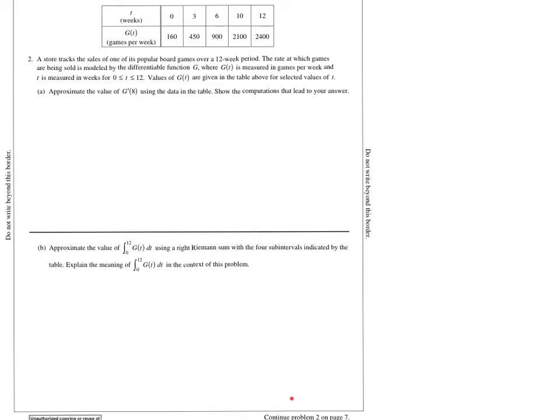So first question here, first of all, let's check it. We've got G is games per week. It's talking about tracking the sales of board games over a 12-week period. So here's week 0, here's week 12, and they're selling 160 games in the first week, and by the end of the 12 weeks, they're selling 2,400 games in a week. It does say that G is differentiable, which means this thing is obviously continuous. There's no breaks in time between 0 and 12, and it must make a smooth transition, at a smooth rate.